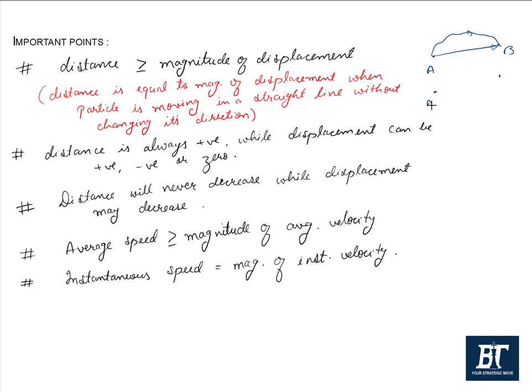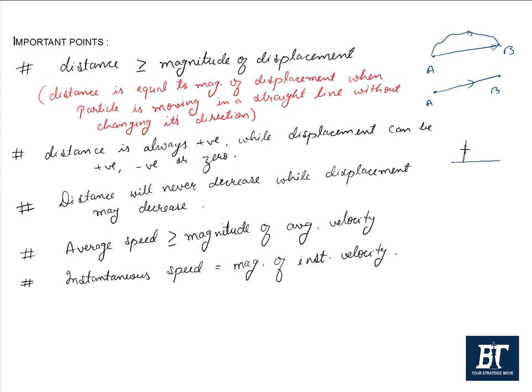But if this particle travels in a straight line without changing its direction, then in that case the distance traveled by this particle will be equal to the magnitude of the displacement. So distance is equal to magnitude of displacement only when the particle is moving in a straight line without changing its direction. Since distance is a scalar quantity, it will always be positive, but the displacement is a vector quantity, so it can be positive, negative, or zero.